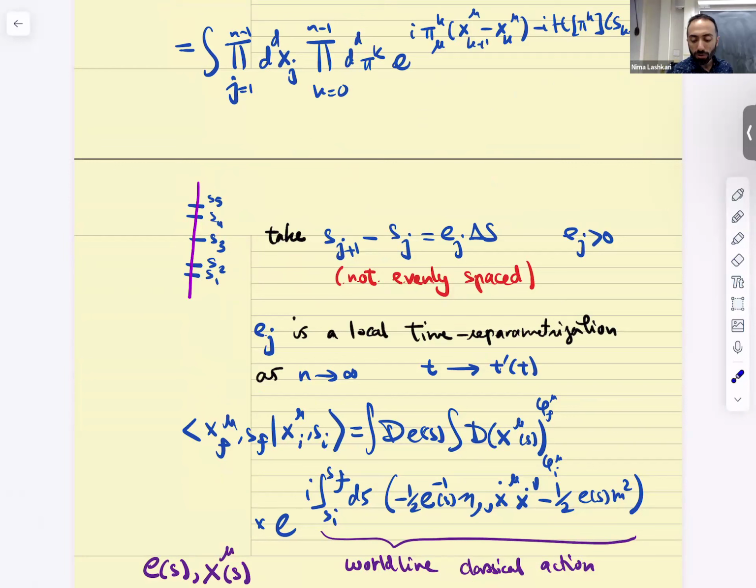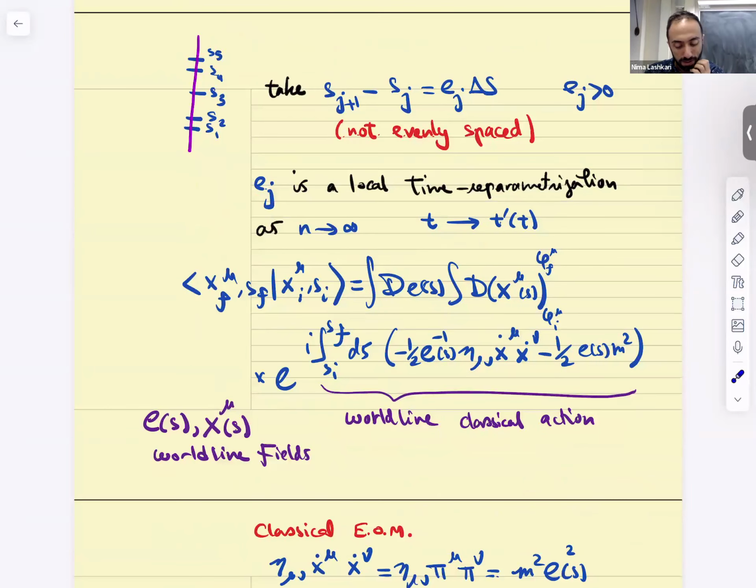And e_j is a local reparameterization. As n goes to infinity, different choices of these parameterizations, s's or e's, correspond to mapping t to some t prime of t. All that matters at the moment is order preserving. Later points in time should remain later in time. But I can change the time differences. That's a redundancy of the description. It's like a gauge mode.